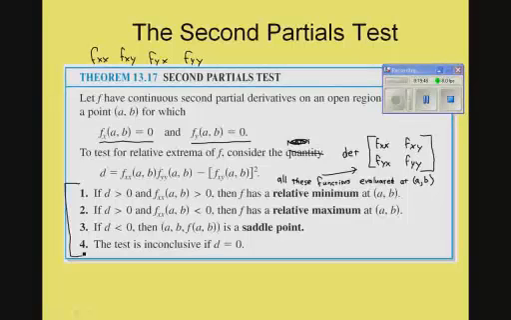So by D here, all I have to do is do the determinant. Now, when I say determinant, you guys know what I mean, right? I do f_xx times f_yy minus f_yx times f_xy. Okay?